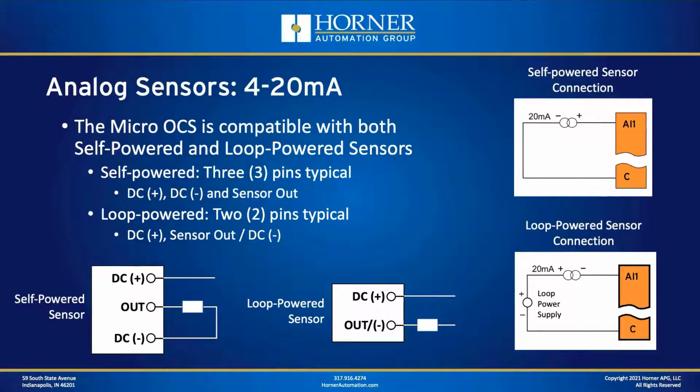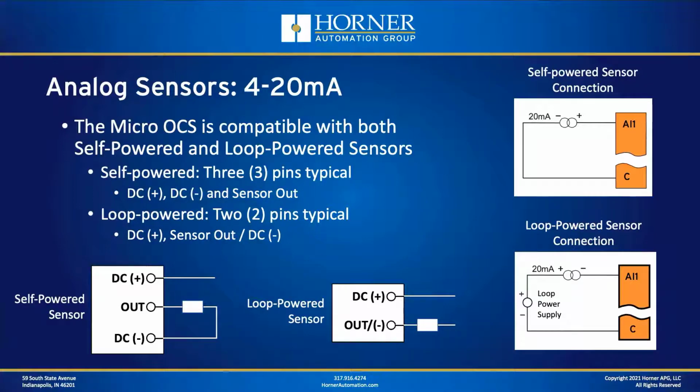So on the digital side, we've just covered standard PNP and NPN style sensors. We've covered how I can handle an open collector type situation without changing all of my inputs over to NPN style. And we've also talked about AC inputs. Now let's move over to the analog side of things. We're going to start with 4 to 20 milliamp sensors.